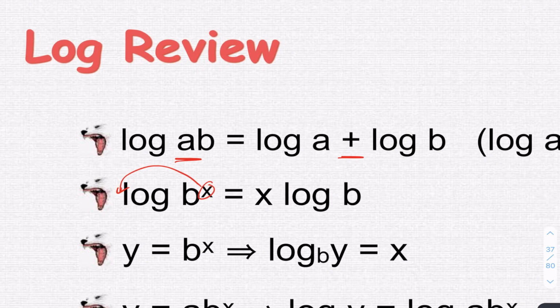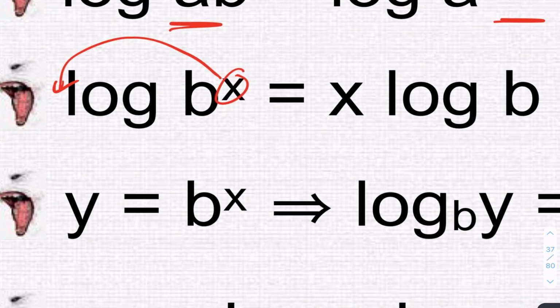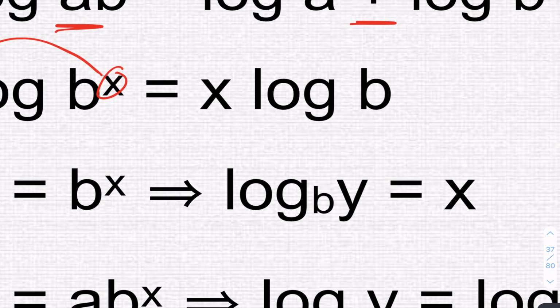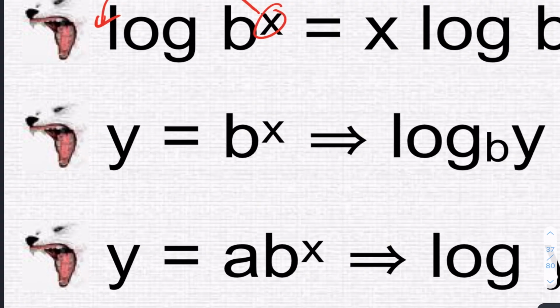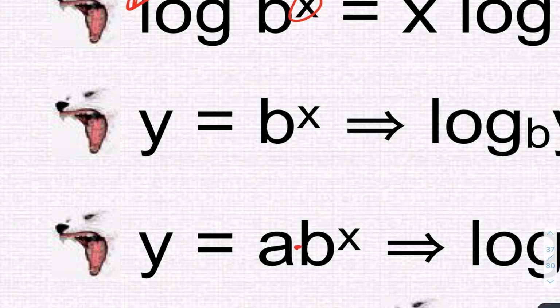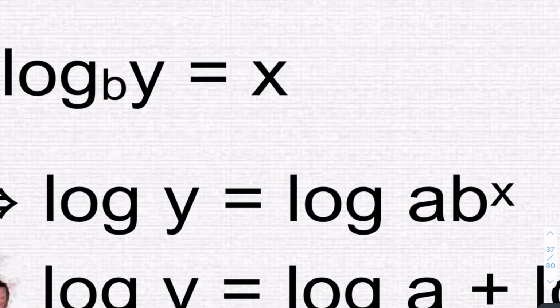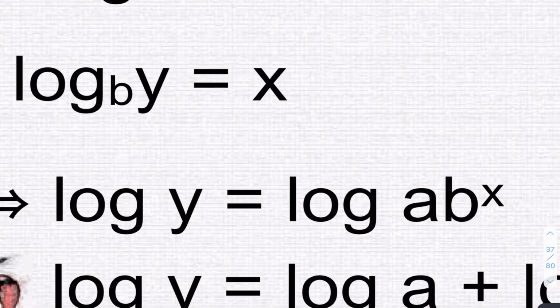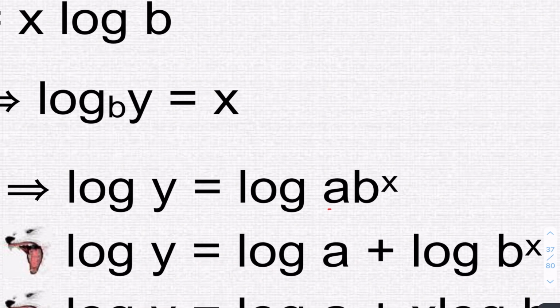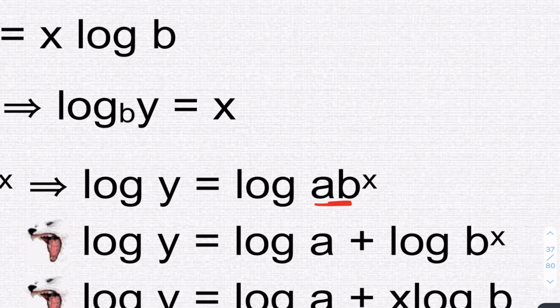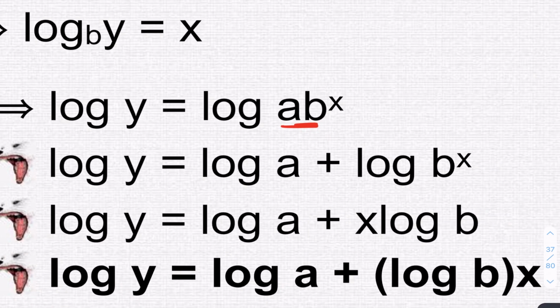So now look at what we have. We have y equals b to the x. If we took the log of both sides, we would have log base b of y equals x. If we had y equals a times b to the x, which is that exponential function, and I took the log of both sides, I would have the log of y is equal to the log of a times b to the x. Well, that's multiplication, which separates out into addition. We said exponents go in front, and so we're left with log of y equals log a plus x log b.